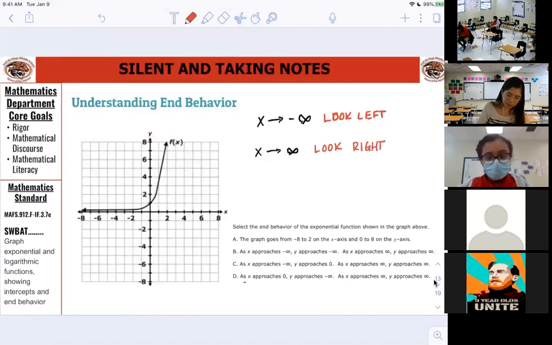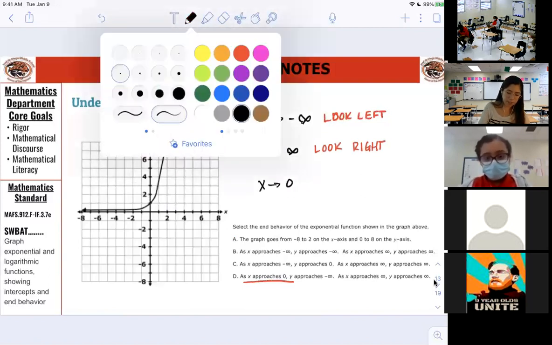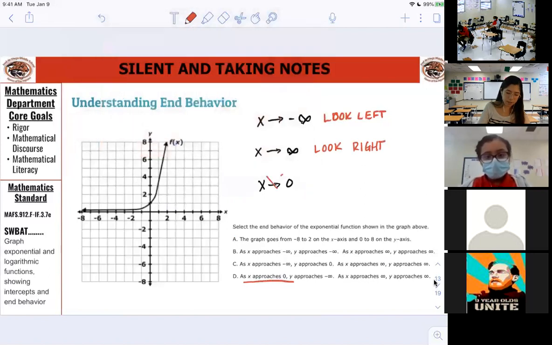Here in D, it's saying x approaches 0. There's no such thing as x approaches 0 because you can either go to the left or you could go to the right. So they're just trying to trick you on that one because this is not a thing. So just so you know, D was trying to trick you. So really we're looking between B and C. So look again, look carefully.